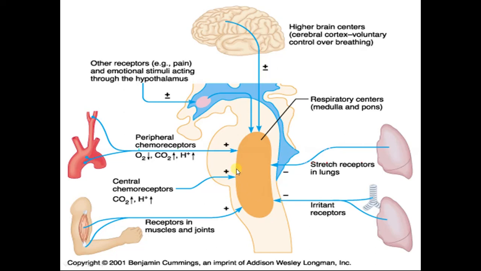And all these inputs to the respiratory control center are mainly transmitted to the dorsal respiratory group of neurons, the neurons which are present in the nucleus of tractus solitarius. So in today's lecture, we will mainly talk about the peripheral chemoreceptors and central chemoreceptors, and in the next lecture we will talk about the other inputs to the respiratory control center.